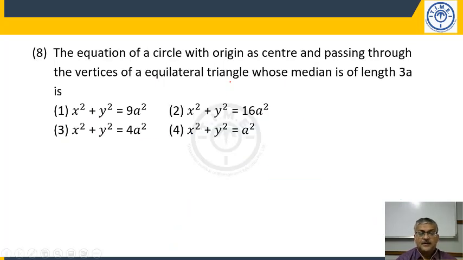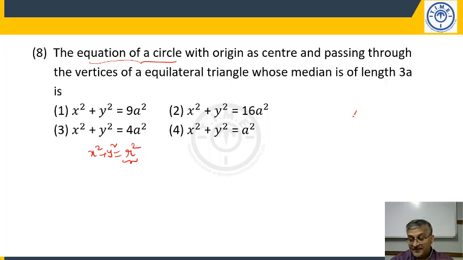Next. Look at this problem. We want to calculate the equation of a circle with origin as a center, passing through the vertices of an equilateral triangle whose median is of length 3a. We know that the equation of a circle with origin as the center and radius r is always x square plus y square is equal to r square. What is r? R is nothing but the radius of the circle. If you know the radius, automatically the equation is x square plus y square is equal to r square. So what we want to calculate here is the radius of the circle.